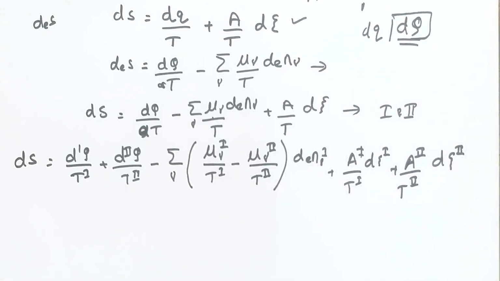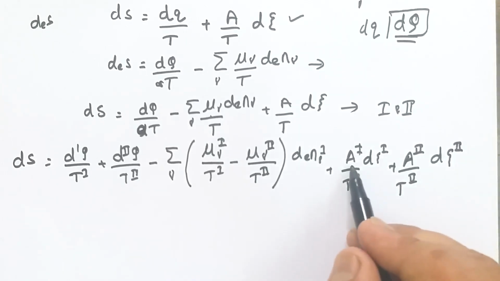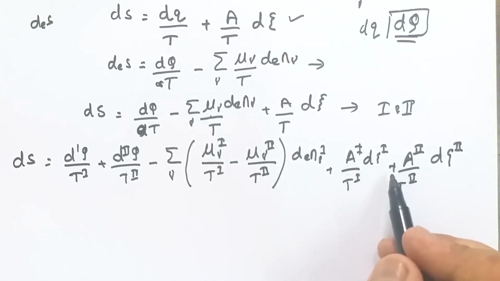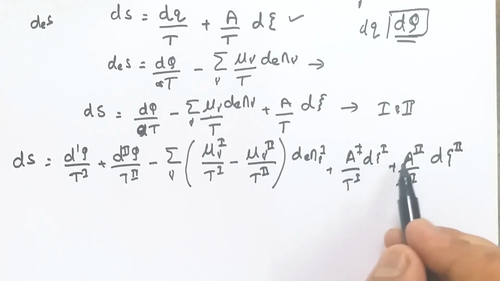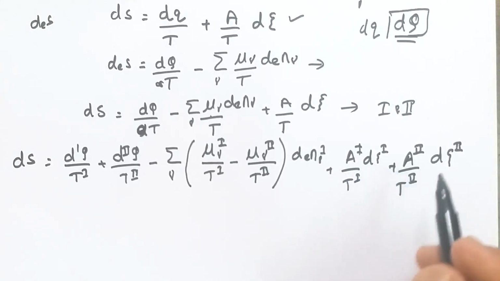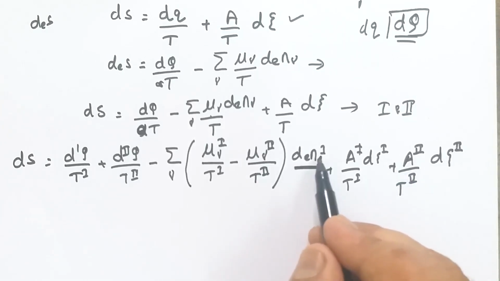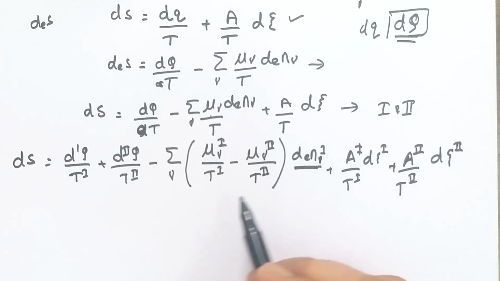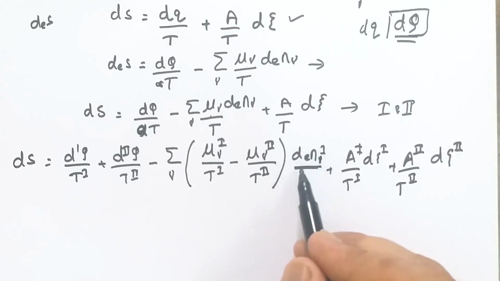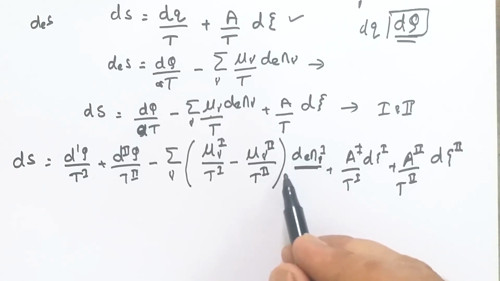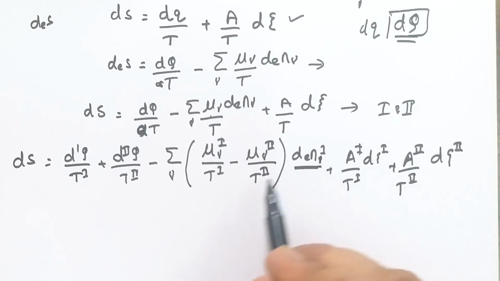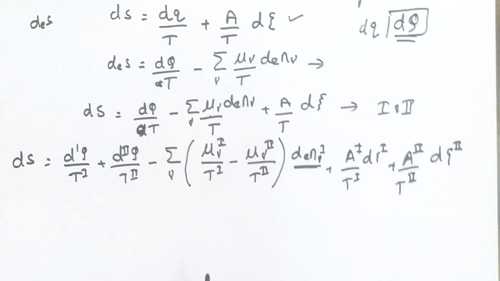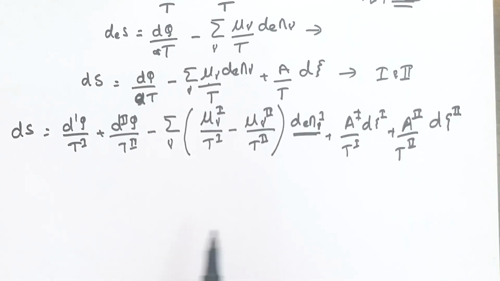So this will be the expression, and over here this A1 and A2 are the affinities of the reaction which is occurring in phase 1 and phase 2 respectively, and this term, that is dEn gamma 1, represents the number of moles of component entering phase 1 from phase 2. So this is basically the change in the number of components. So this gives us the change in component which is occurring from phase 1 to phase 2, and similarly the flow of the energy, that is the generalized flow of energy. So this is the general expression.